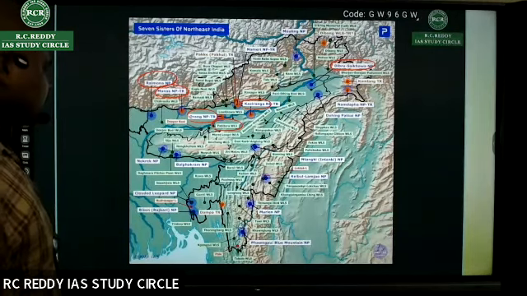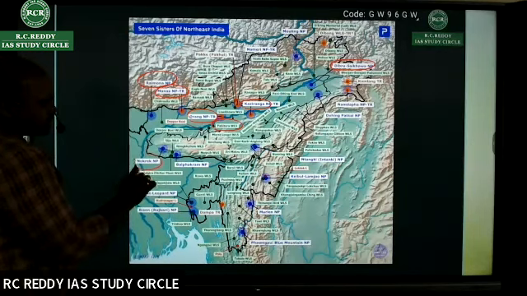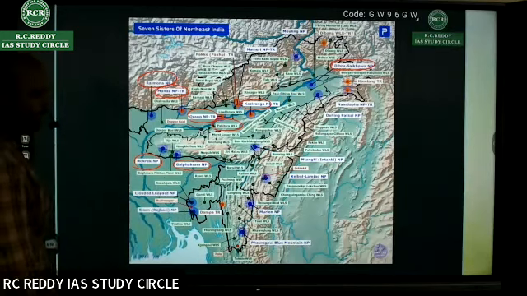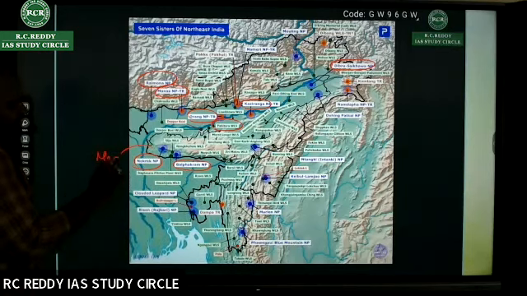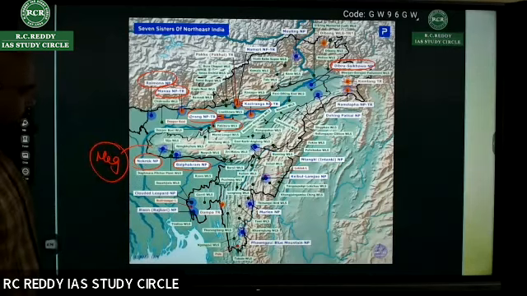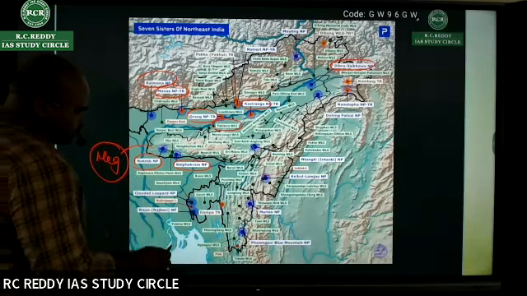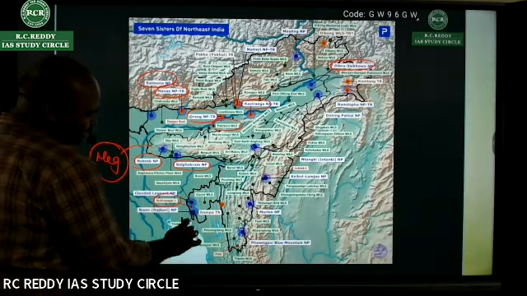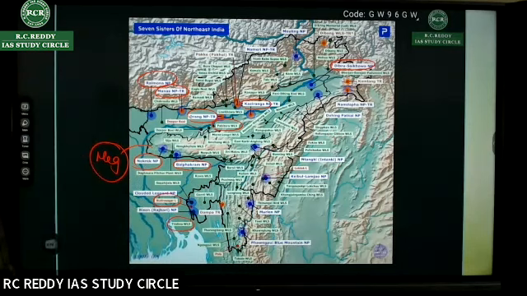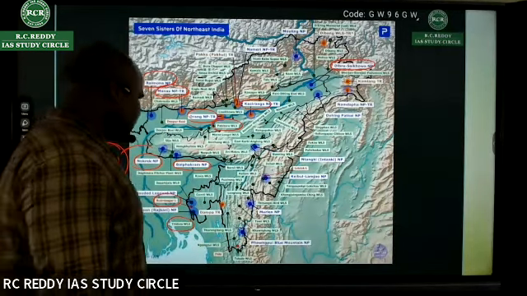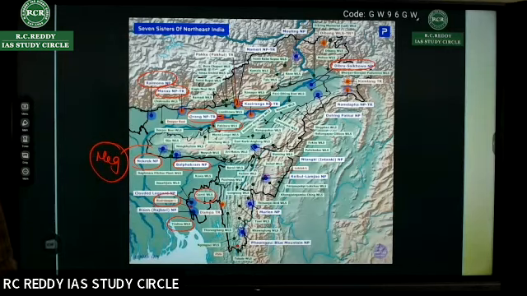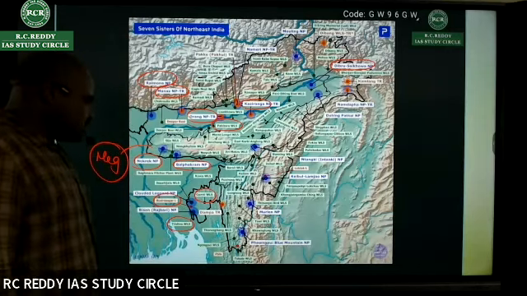Next, Nokrek and Balpakram. These are in Meghalaya. Rudra Sagar and Trishna Wildlife Sanctuary, it is in Tripura. And Gumti. These three are in Tripura.